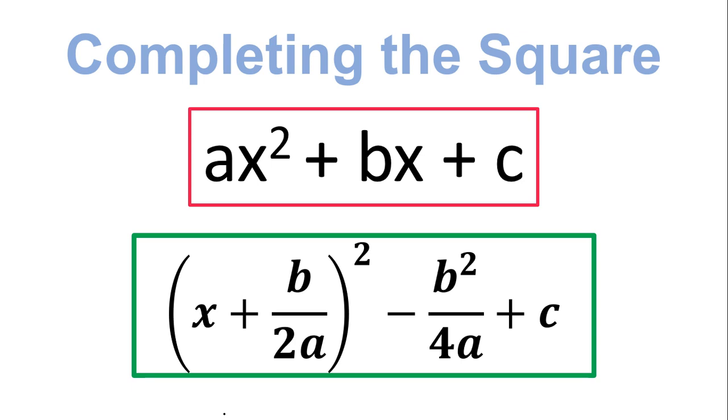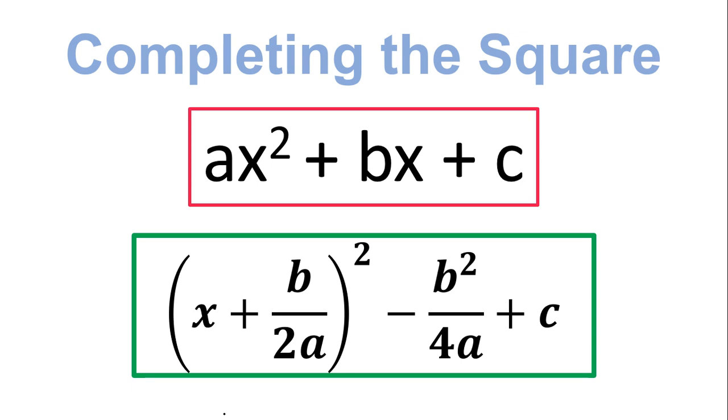Now, wherever you see b, a, c, all of that is the numbers that are going to be there in your quadratic equation. We're just talking about the general formula, so that's why we're referring to a, b, c. And the x stays x. In place of your b, a, and c, you're going to have numbers, but your x is going to stay x. It's kind of a constant. You don't write any number over there. So we have x plus b over 2a whole squared minus b squared over 4a plus c.